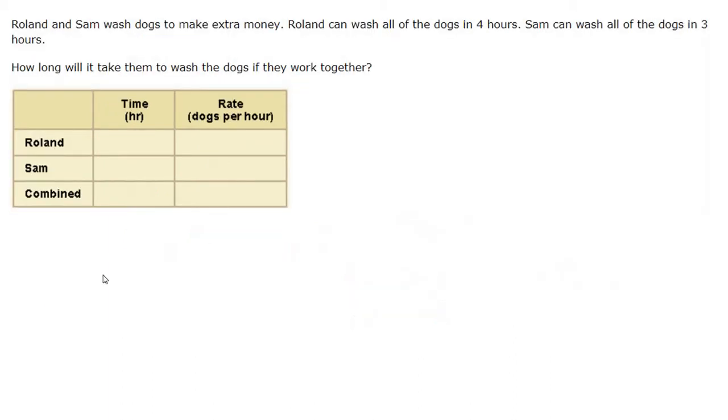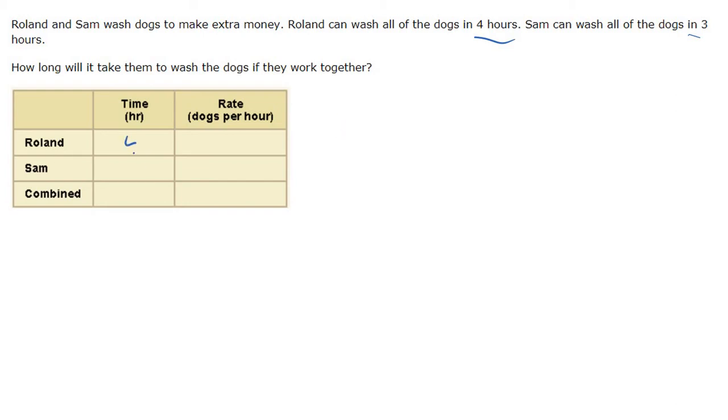Okay, let's go try one more, slightly different situation. Roland and Sam wash dogs to make extra money. That sounds exciting. Roland can wash dogs in 4 hours, however many dogs there are. Sam can wash them all in 3 hours. Well, what if they get together and wash them? How long is it going to take? This is a typical work problem.